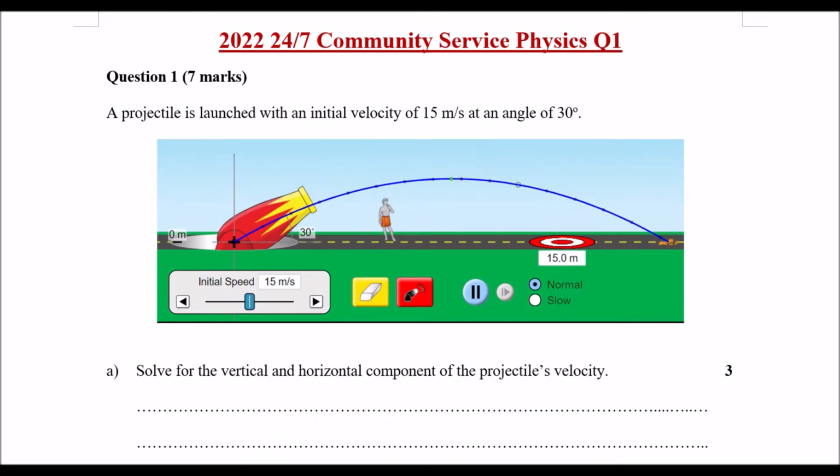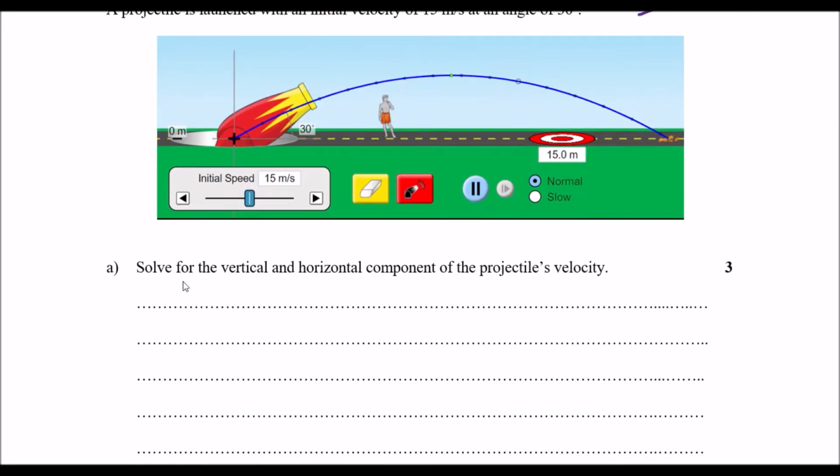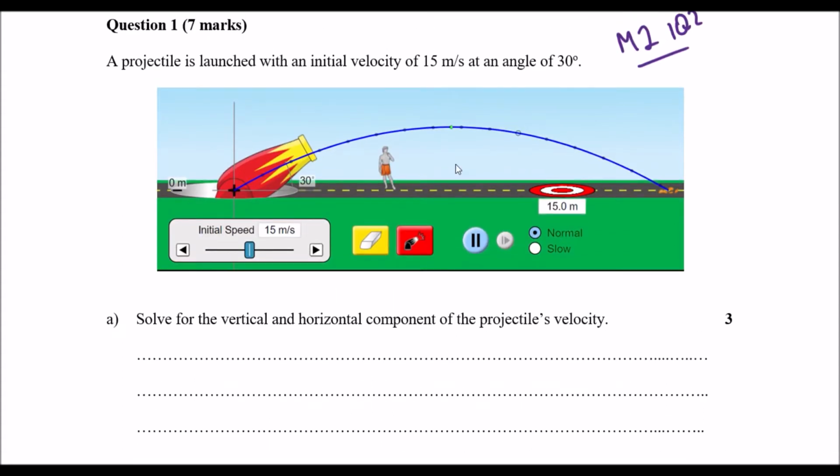My name is Mr. Wong, and today we'll be looking at the 2022 24/7 Community Service Physics Question 1. This is going to be looking at Module 1, Inquiry Question 2, so kinematics, but we're trying to look at some vector analysis questions as well. So we have a projectile that's launched with an initial velocity of 15 meters per second at an angle of 30 degrees. It says solve for the vertical and horizontal component of the projectile's velocity.